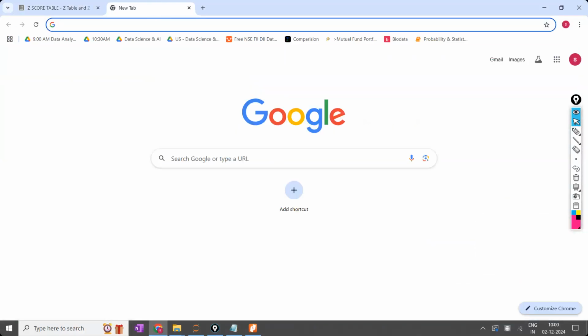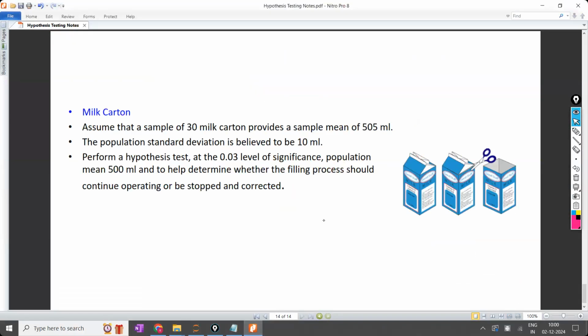Sir, where are we going to get this type of questions, whatever you are going to show now in Python? This type of questions you will get in the certification. The 3 examples we have just completed, these types of questions you will get in the certification.